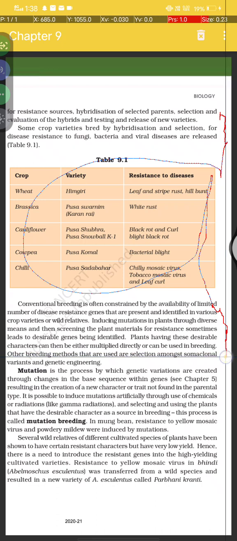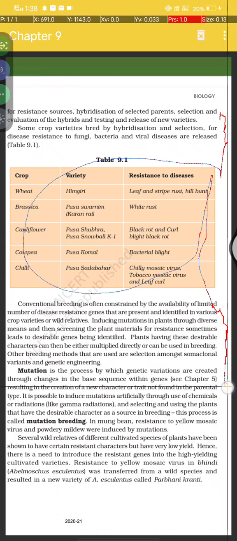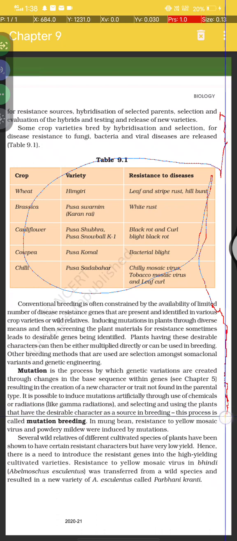Other breeding methods that are used include clonal selection, variants, and genetic engineering. Mutation is the process by which genetic variation is created through changes in the base sequence within genes, see chapter 5, resulting in the creation of new characters or traits not found in the parental type. It is possible to introduce mutation artificially through the use of chemicals or radiation like gamma radiation, and selecting and using plants that have desirable characters as the source of breeding.